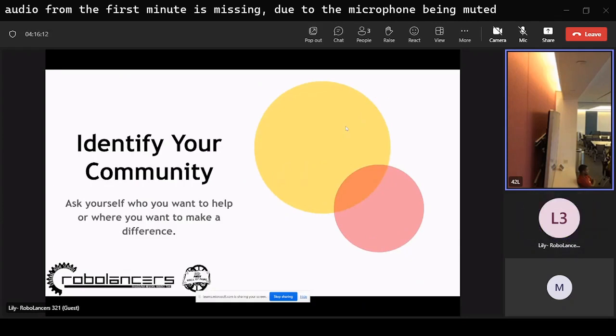Cool. So for the first step of this model, identify your community. So you're going to want to ask yourself who it is that you want to help or where you want to make a difference.